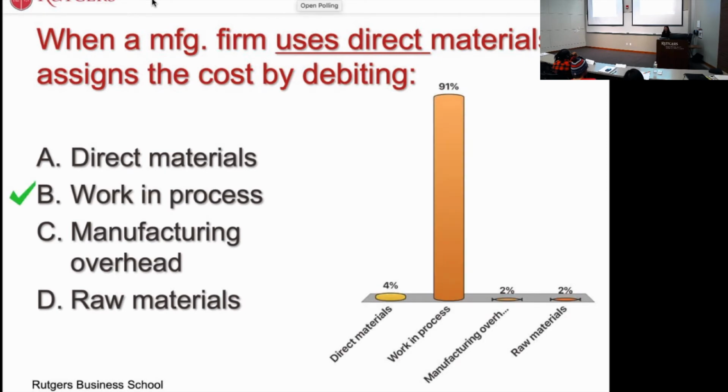Okay, good. So when we use the direct materials, they go into work in process directly, right? So you debit work in process. Do you guys have any questions?